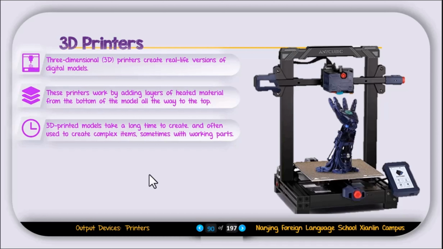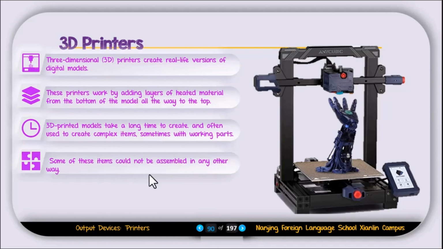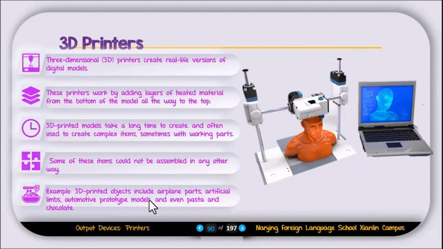And usually when you want to create something that really work in the real life, we create that thing in parts. Some of these items could not be assembled in any other way. That's why we create them in parts. So examples of 3D printed object include airplane parts, artificial limbs, automotive prototype models, and even pasta and chocolate. You can also create the food using the 3D printer, and you can also create some other objects using 3D printers.